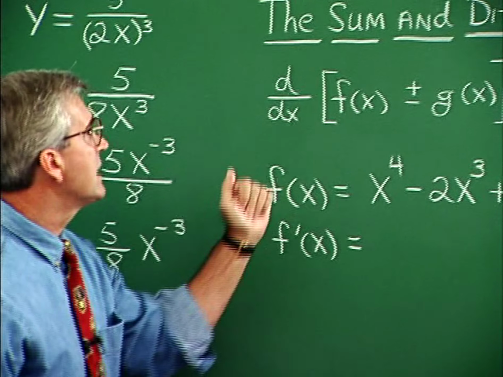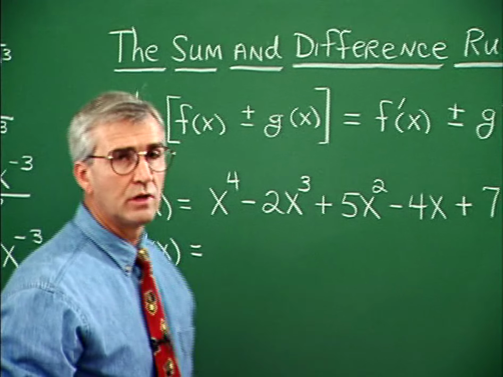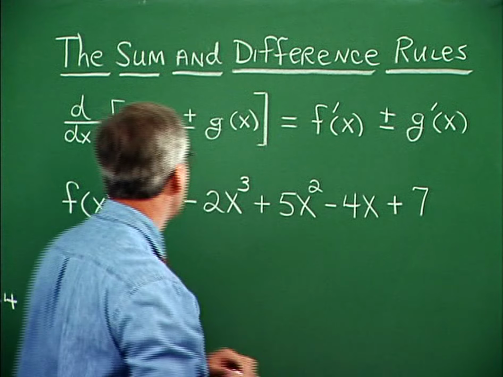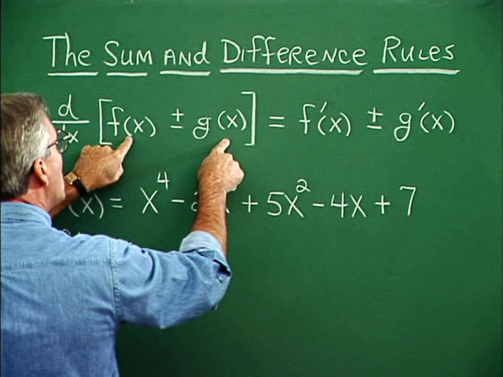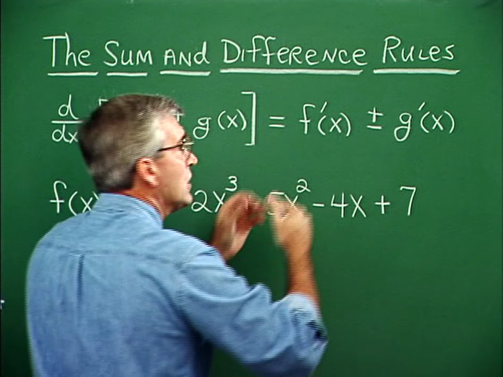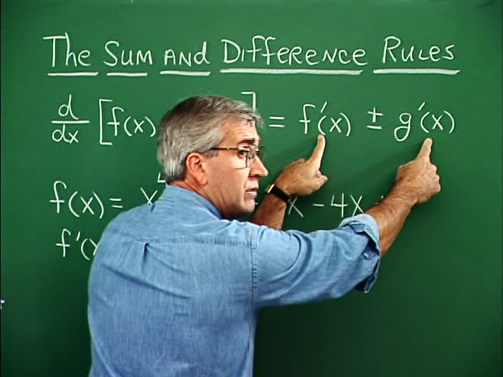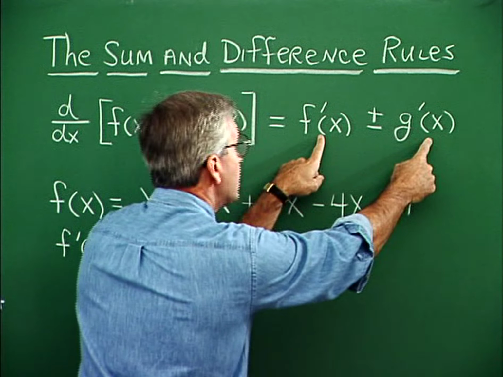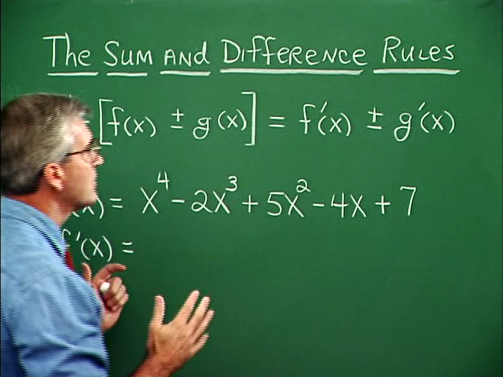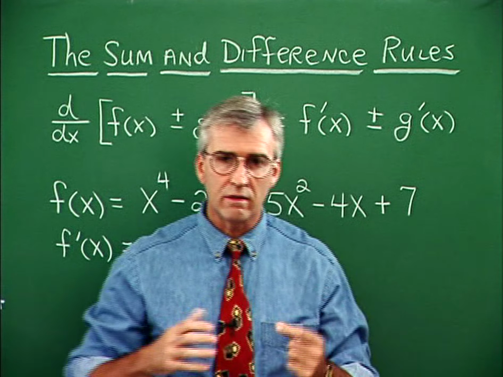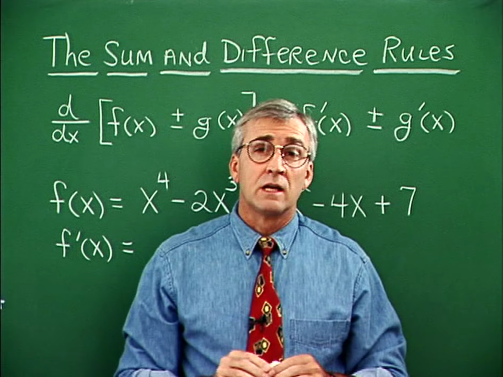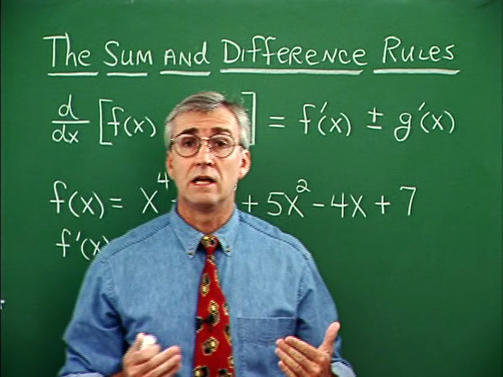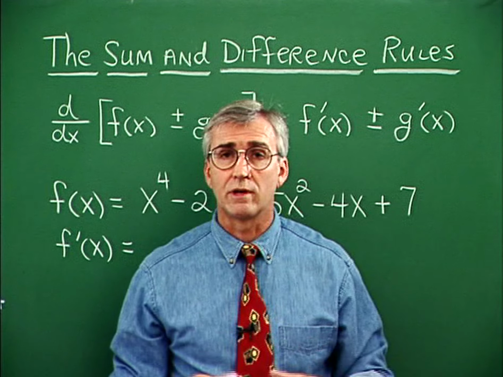Here's another one. Another idea is the sum and difference rules. It is this, that the derivative of the sum or difference of functions will give the sum or difference of their derivatives. You see, you just take the derivative of each one, add or subtract whatever the indicator happens to be. And this, along with the other rules that we've been talking about, the power rule and the constant multiple rule, gives us a way to very quickly deal with derivatives of polynomial functions.